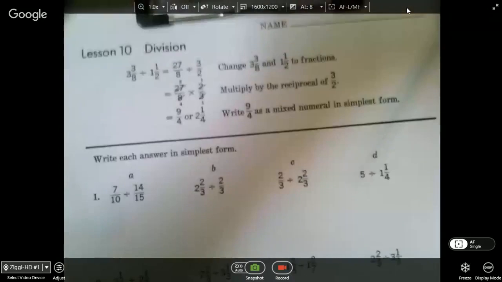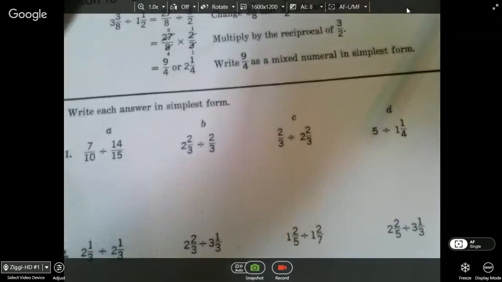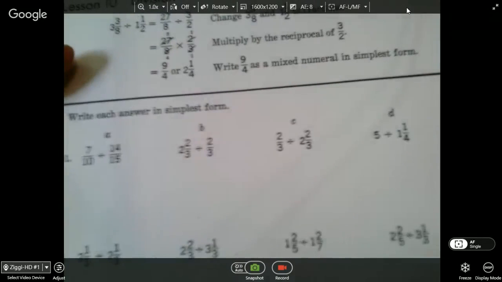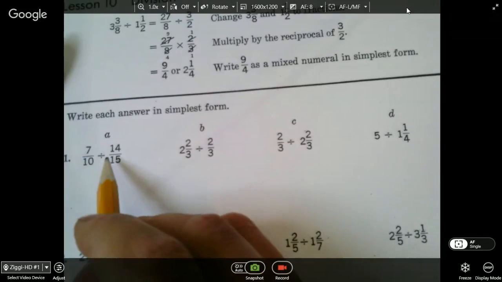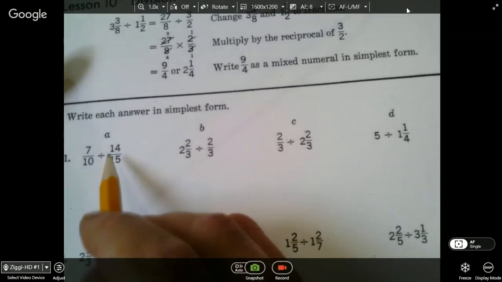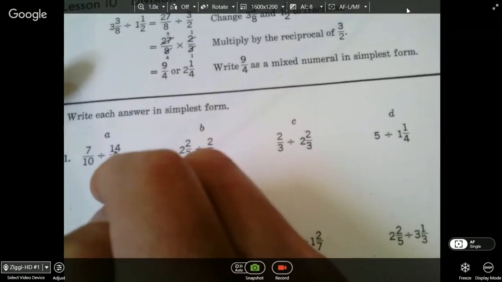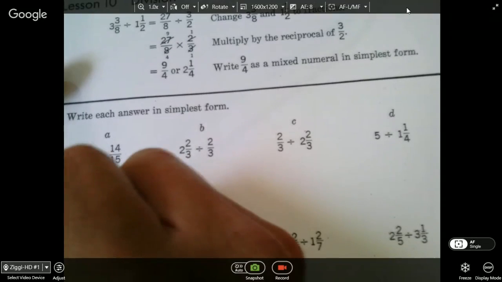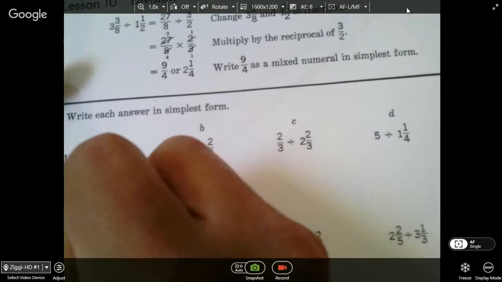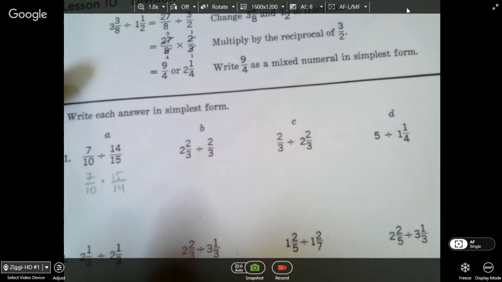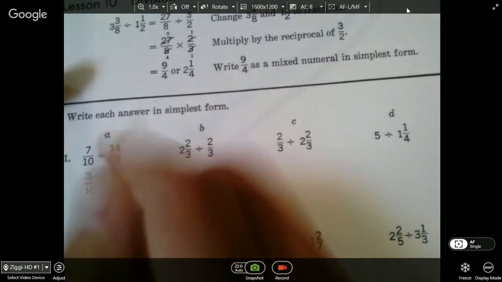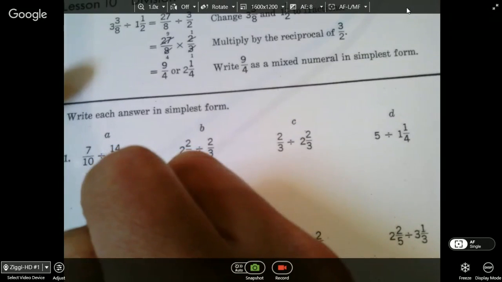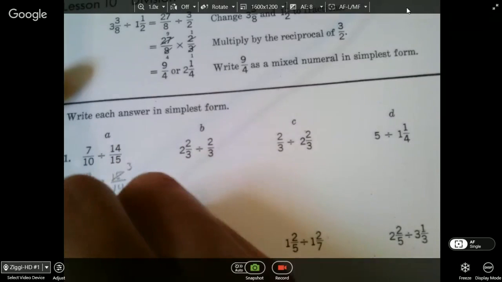All right, so the ones I'll do with you, I think I will do number 1 with you. So for number 1, the first thing we want to do is check for mixed numbers. Both are just fractions, right? No mixed numbers. So what we want to do is keep the first fraction the same, make it into a multiplication, and find the reciprocal of the second number. Now let's simplify whatever we can. 15 and 10, greatest common factor is 5, so we're going to divide by 5 for both. 15 divided by 5 is 3. 10 divided by 5 is 2.